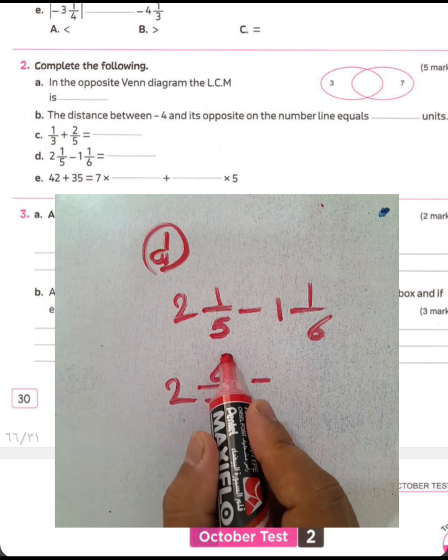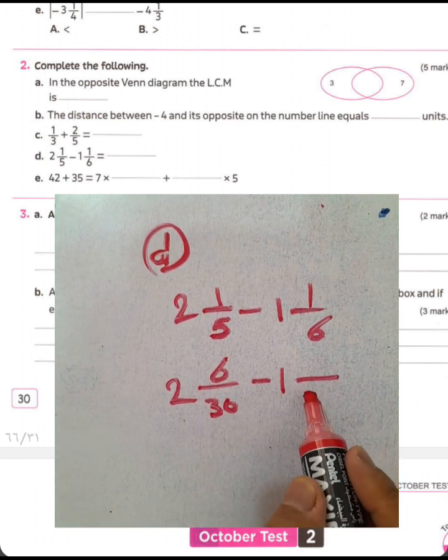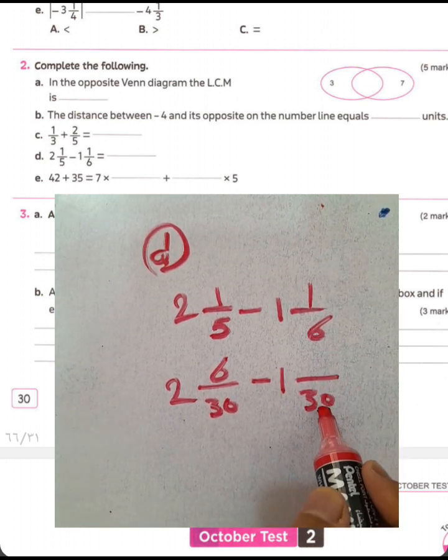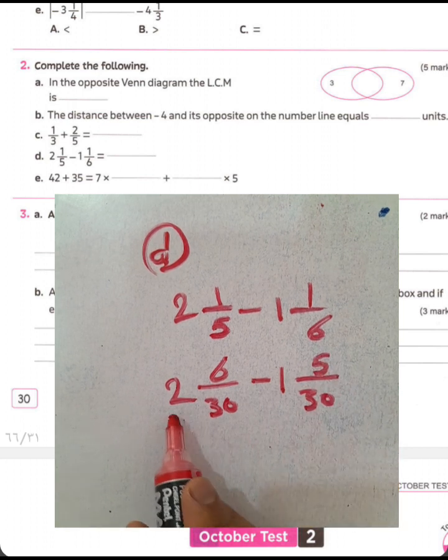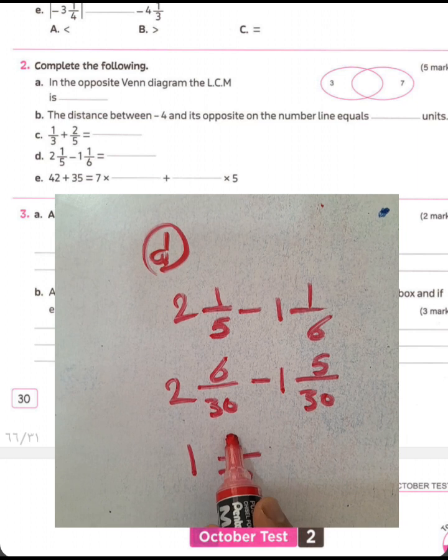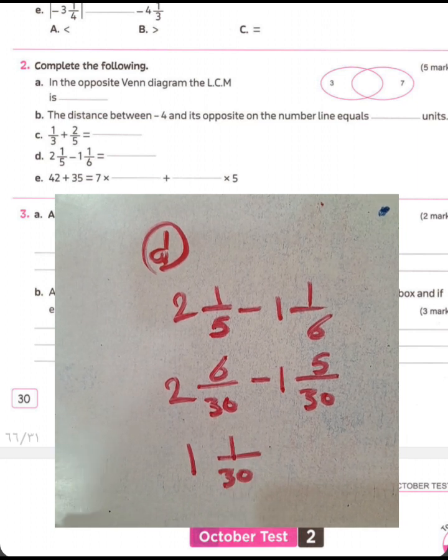1 times 6 equals 6. Write 1, it will be 30. 5 times 6 equals 30. 1 times 5 equals 5. 2 minus 1 equals 1. And then write 30 in the numerator. 6 minus 5 equals 1. Then the result will be 1 and 1 over 30.